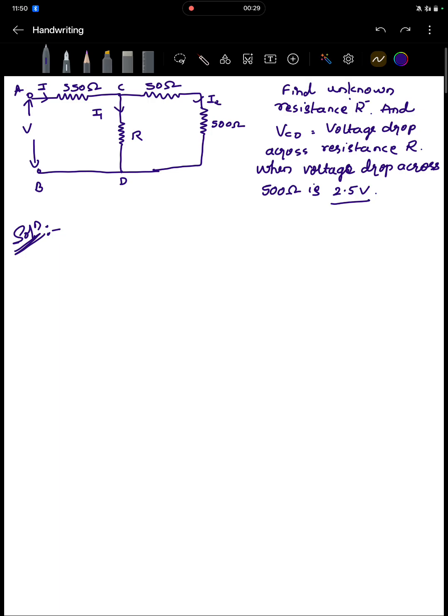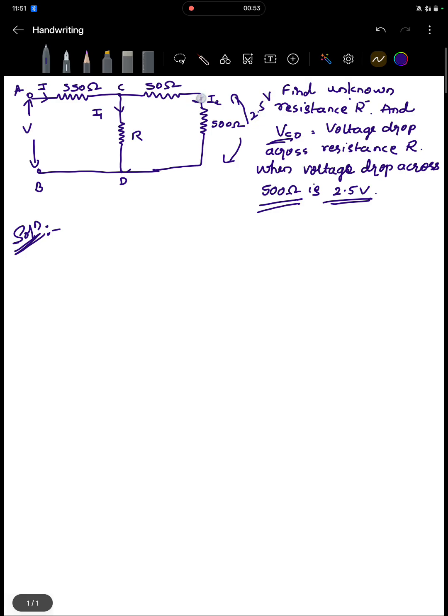Let us find out what is the unknown resistance which is connected between the points C and D, and what is the voltage drop across the points, that is VCD, we need to find out. And the voltage drop across the 500 ohm is given as 2.5 volt. The voltage across this 500 ohm resistance is 2.5 volt.